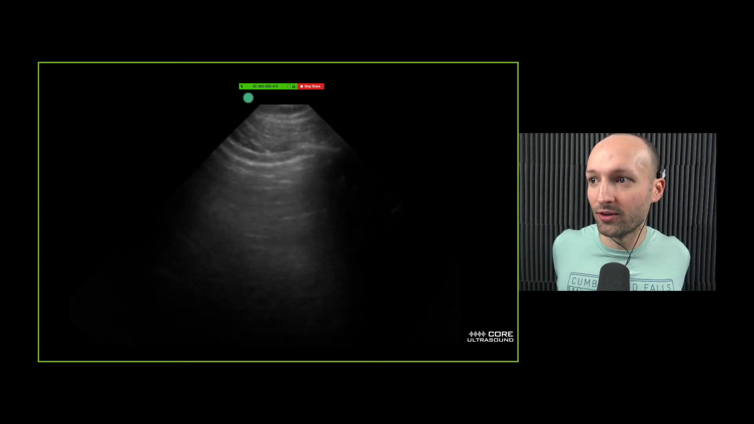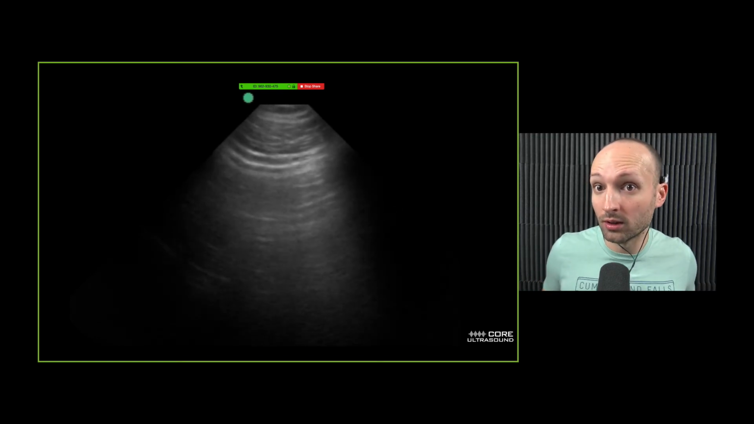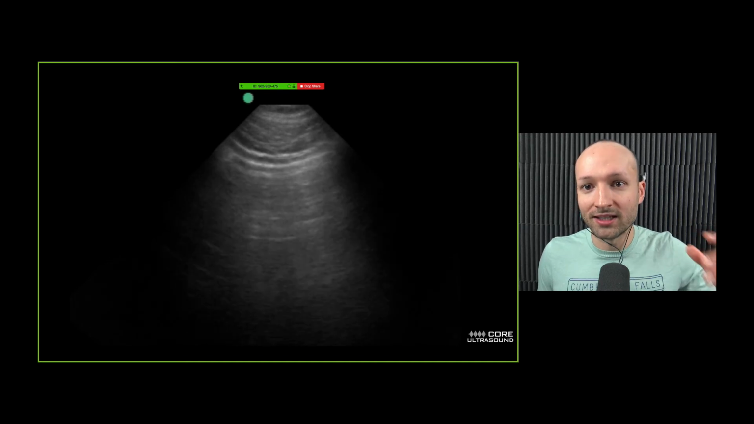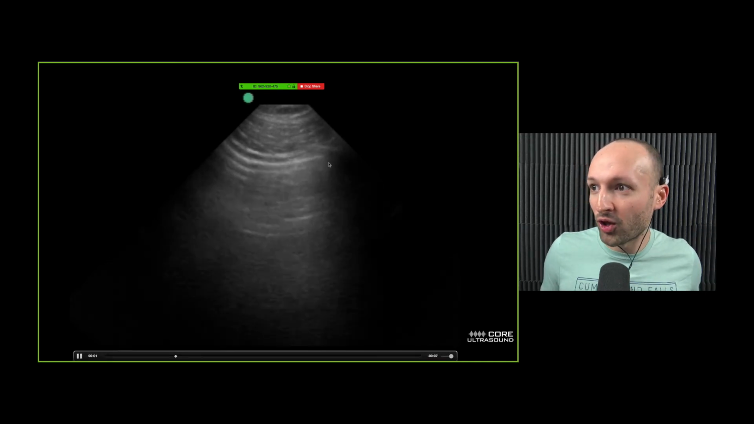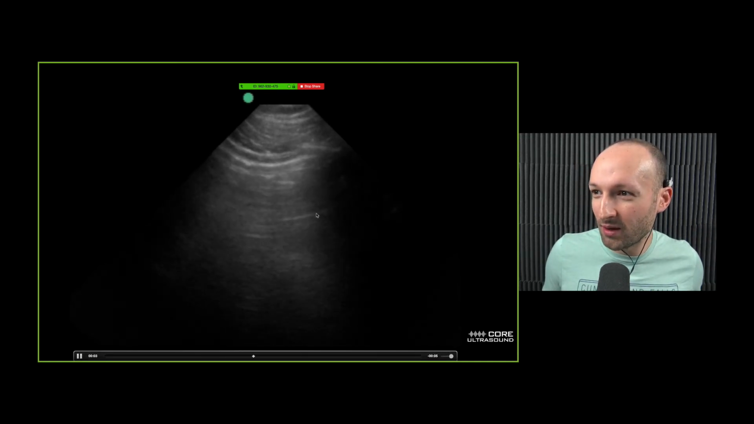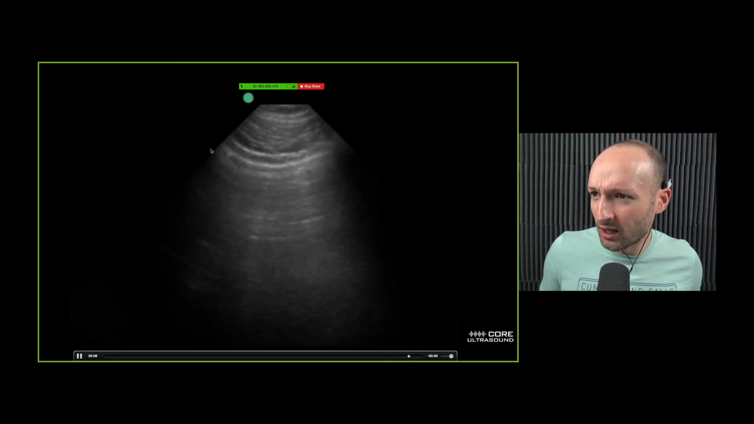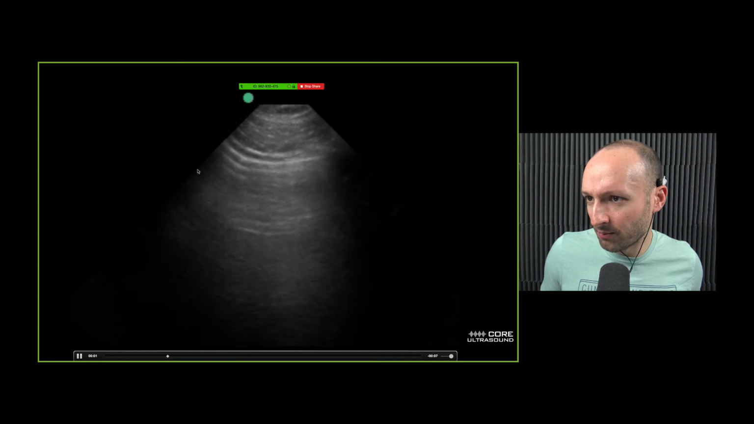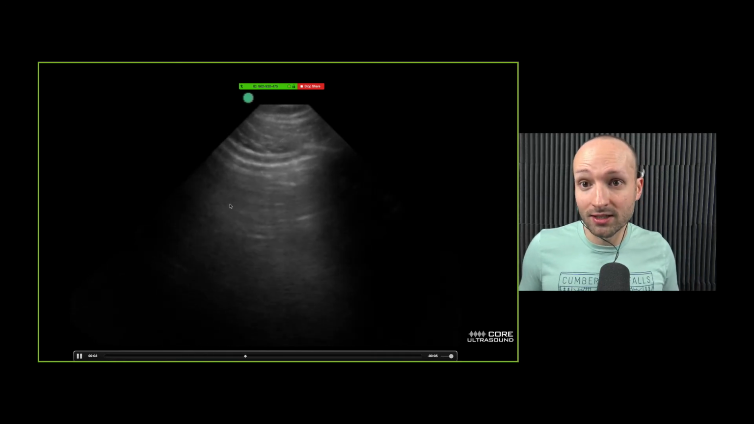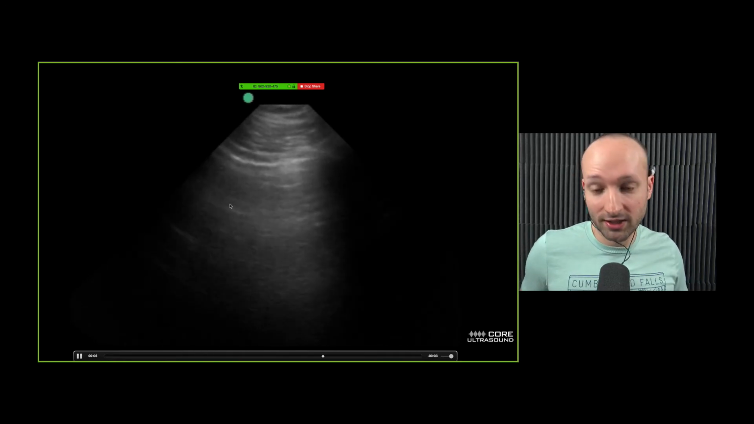So this right here, this is a normal lung. I won't say normal, it's a lung without sonographic pathology. We have the pleural line right here. We have maybe an A line down here. We have the rib with the rib shadow, kind of a shadow of a rib that's off the picture right here. This is not pneumonia or consolidations.